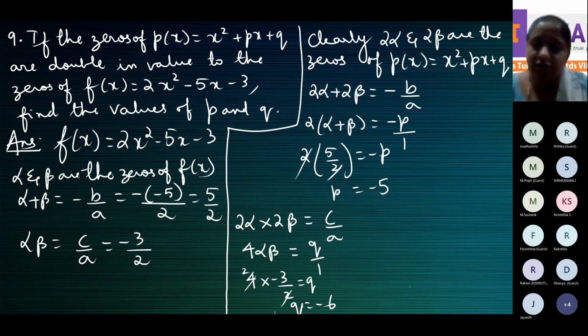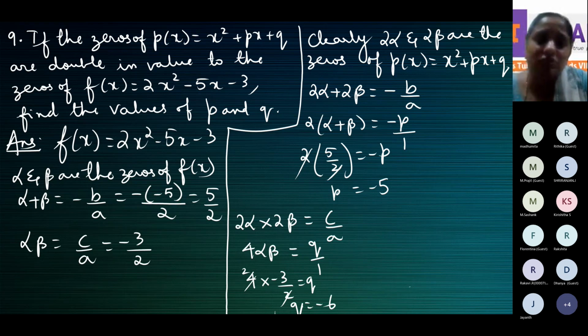So here we are not finding the zeros. We first take up f of x and let alpha and beta be the zeros of f of x. As usual, we'll use the relationships between the zeros and the coefficients. So alpha plus beta is minus b by a, which is 5 by 2, and alpha beta is c by a, which is minus 3 by 2. There is nothing more you can do with this, so let's go to the other one now.